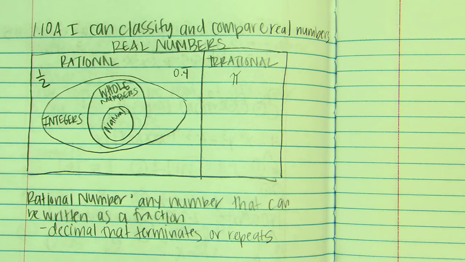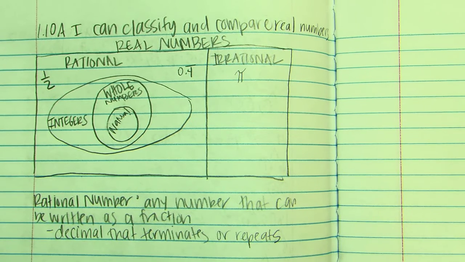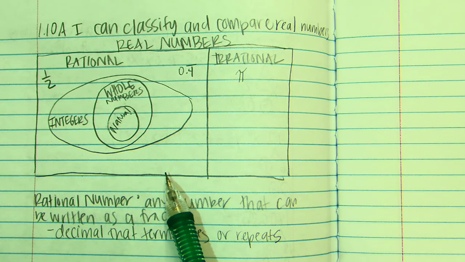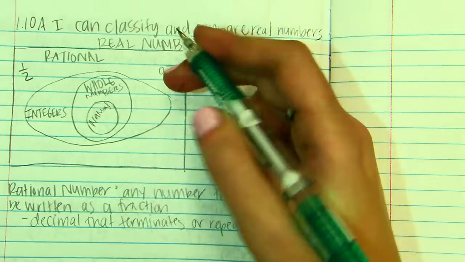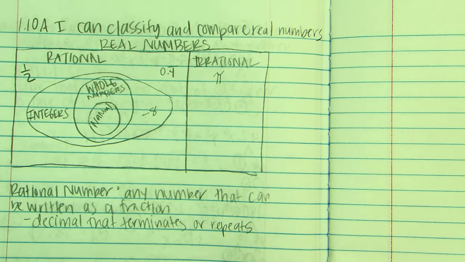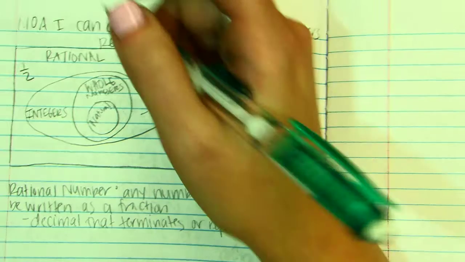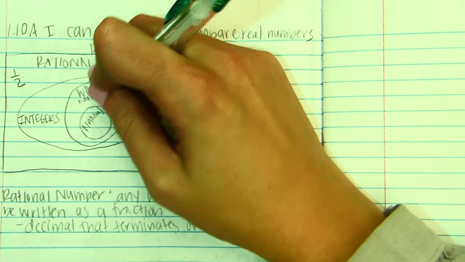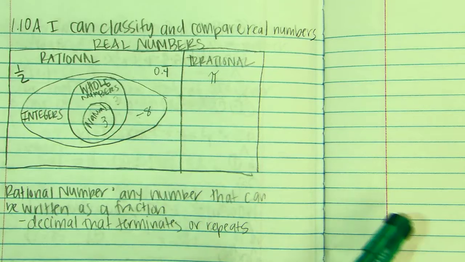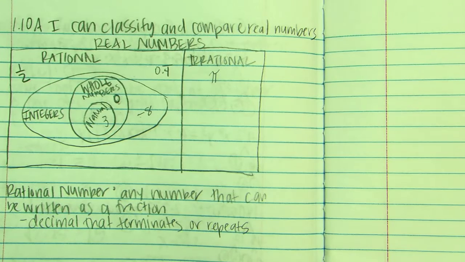What about -8? -8 can be written as a fraction, -8/1, so I know it's rational. Is it an integer? Yes, it can be written without a fraction, so it goes over in here. Is it a whole number? No, whole numbers does not include negatives, so it's going to stay out here. What about 3? 3 can be written as a fraction, so it's rational. Is it an integer? Yes, it can be written without a fraction. Is it also a whole number? Yes, it's positive. But it's also a natural number, so it goes inside here. The only number that would be in this whole numbers category would be 0. That's the only number that can't fit as a whole number and a natural number.